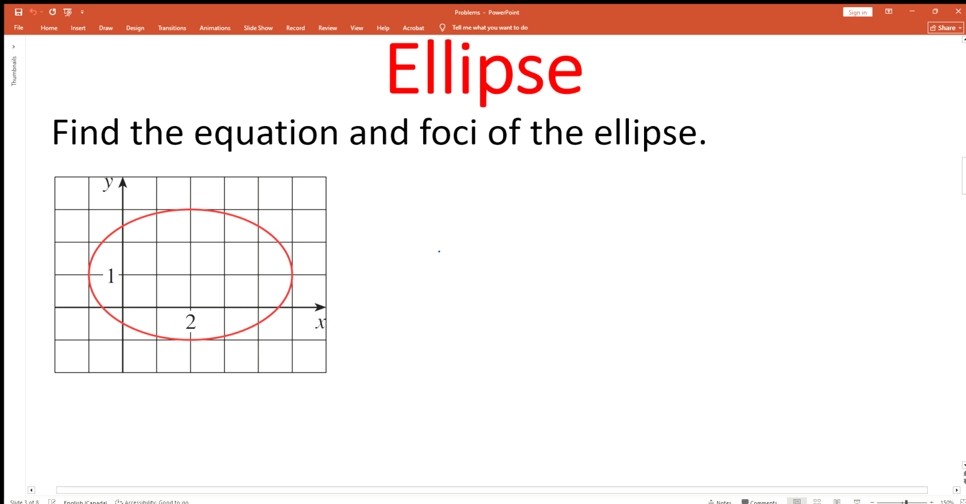In this video, we'll solve an ellipse problem. As per the problem, find the equation and foci of the ellipse. We are given the graph of the ellipse. We have to use this graph to find its equation and foci. Let's start by finding the equation of the ellipse. As you can see in the graph, this ellipse is wider than taller.